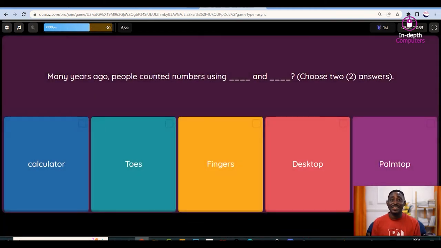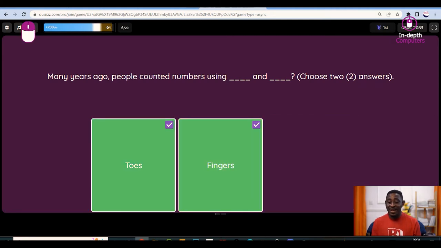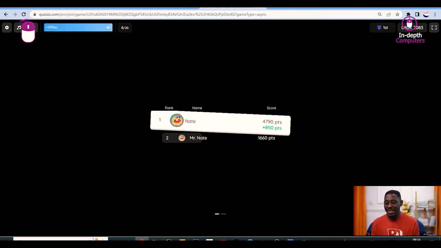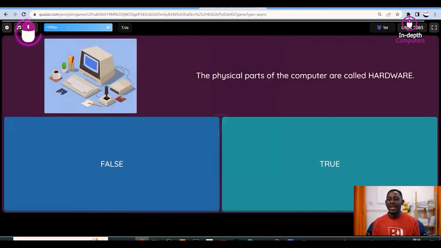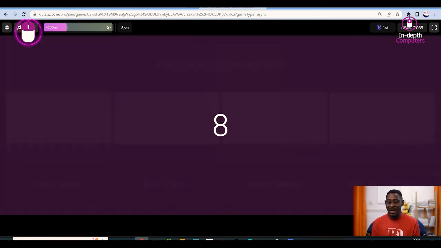Now the next question says, many years ago, people counted numbers using dash and dash. Choose two answers. Calculator, no, many years ago there were no calculators. Toes, yes. Fingers, yes. Desktop, no. Palm top, no. So the correct answer is fingers and toes. The physical parts of the computer are called hardware. True, false. Okay, so the right answer is true. The physical parts of the computer system are called hardware.